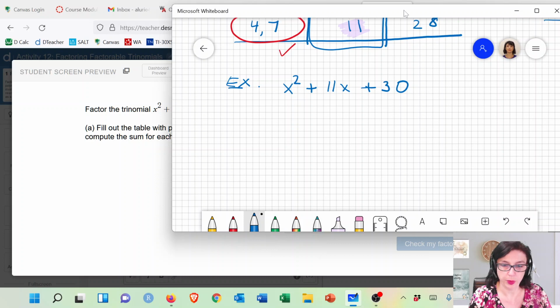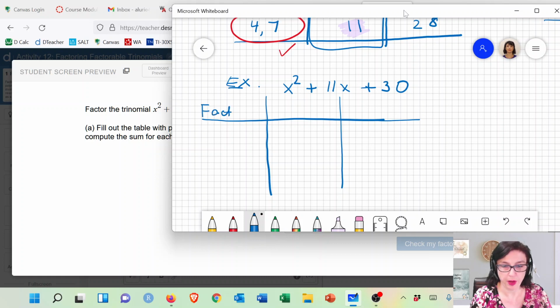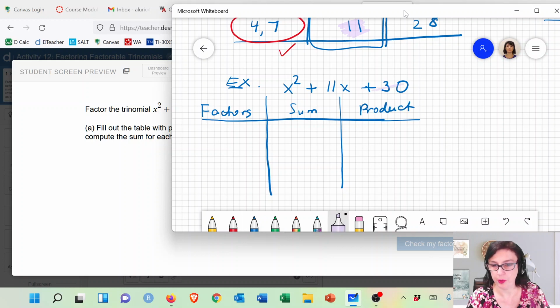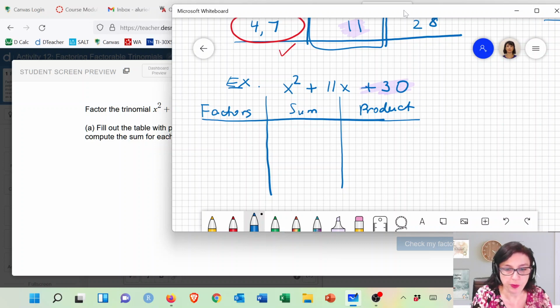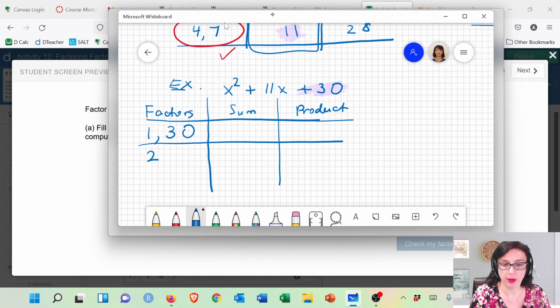So again, what we're going to do is make this table. And in the table, we're going to have these pairs of factors. Then over here, we're going to have a sum, and here a product. So we are starting with this number right here, and it's positive, and it's a 30. And we want to come up with pairs of factors, basically, that would multiply to 30. So first of all, of course, you start with 1 and 30. That's one possibility.